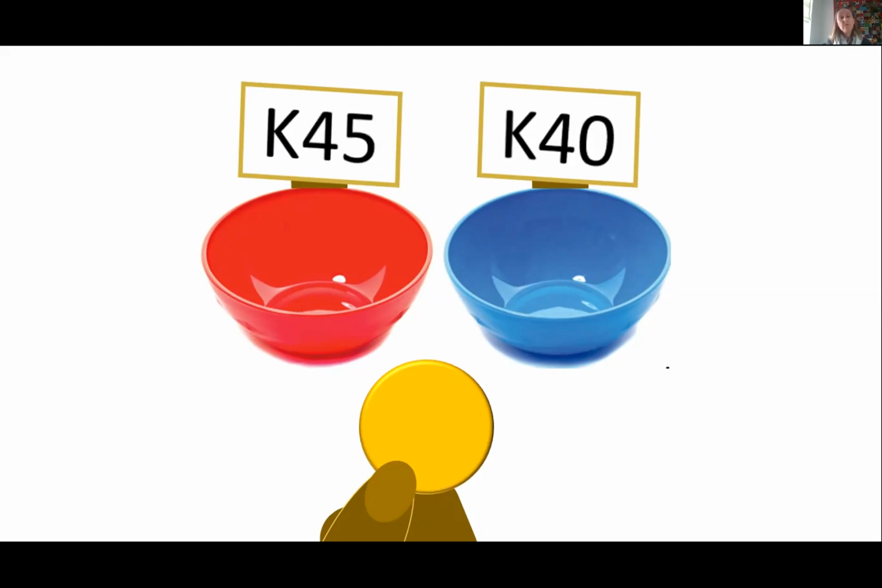Okay, and then the 11th decision, the voucher's worth 45 kwacha in their own bowl, but only 40 kwacha in their spouse's bowl. Okay, so half of the time in the couple, it was the husband who was the decision maker, and that was randomly determined. Half of the time, it was the wife who was the decision maker.